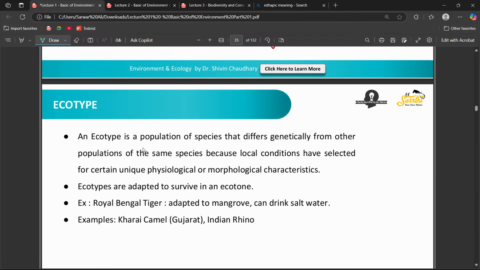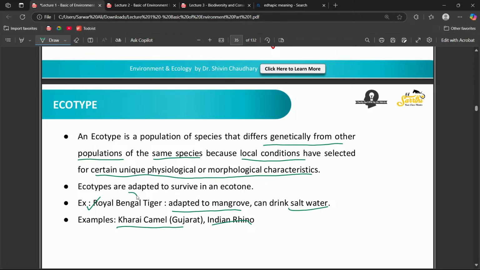Ecotype. An ecotype is a population that differs genetically from other populations of the same species because locations have selected certain unique physiological or morphological characteristics. What can an ecotype be described as? It is also different within the same species, right? Let's say an example of a Royal Bengal tiger. Royal Bengal tiger can drink salt water, which other tigers cannot, because it has adapted to the mangrove. There is the Kharai camel in Gujarat. There is the Indian rhinoceros. All of these are ecotypes. They have adapted to survive in an ecotone, regardless of being the same species.